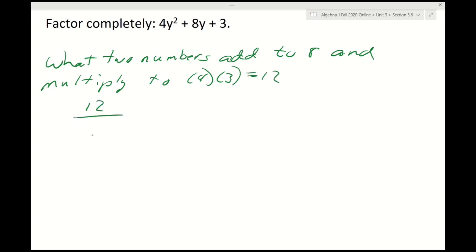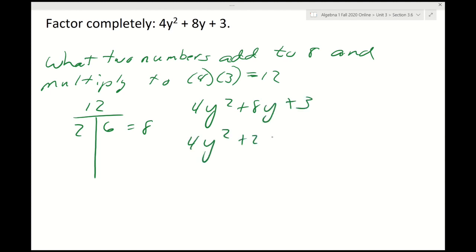Look at the factors of 12. I'm looking for something that adds to 8. If I go to 2 and 6, I have an 8. So I can rewrite the 4y squared plus 8y plus 3 as a 4y squared plus 2y plus 6y plus 3.